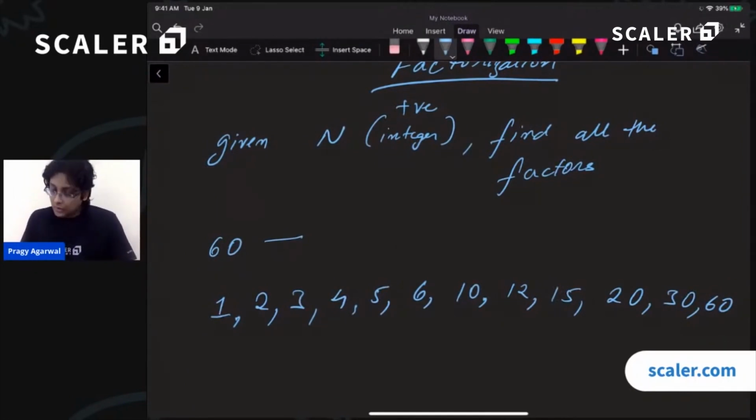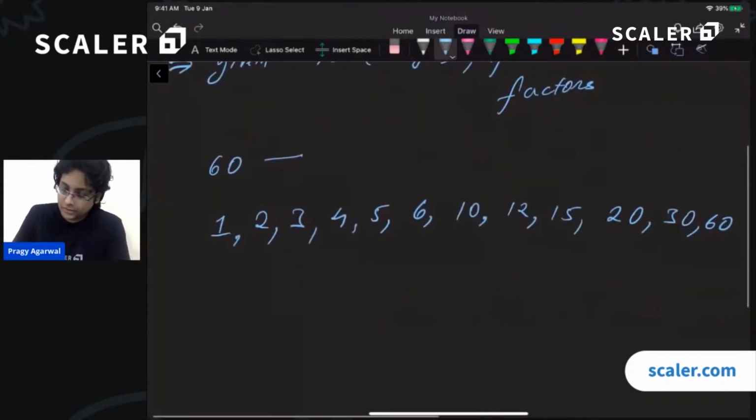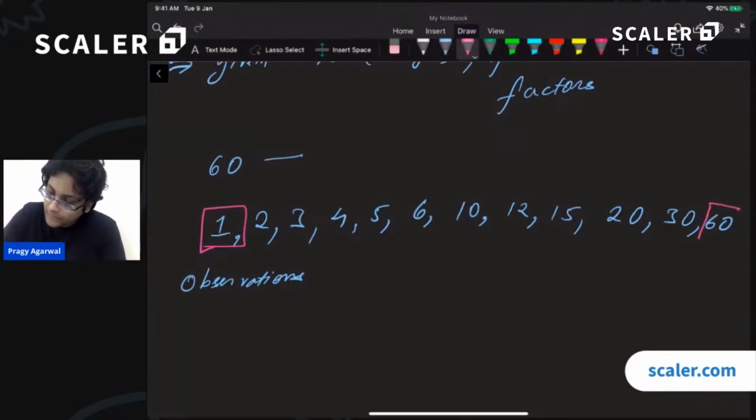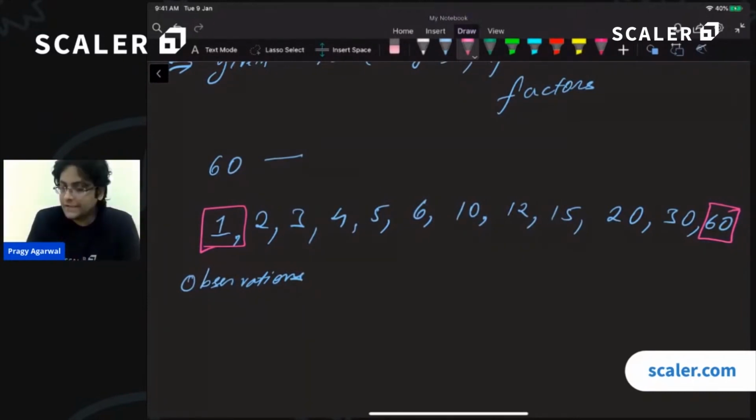Cool. Now, before we dive further into this problem, let us try to draw some observations and see if there is some pattern to what the factors of a particular number are. So first of all, you will notice that 1 and the number itself are always factors of this number. Do you agree? Well, 1 divides every single number, and if you have a number, let us say n, then that number will divide itself. So that has to be a factor. What else do we notice over here? Is there any other pattern that we notice over here?